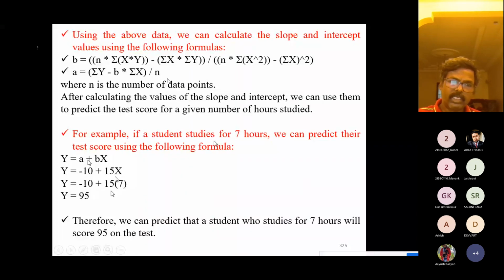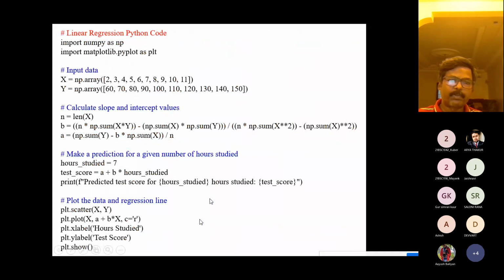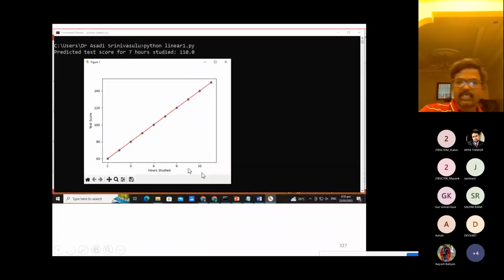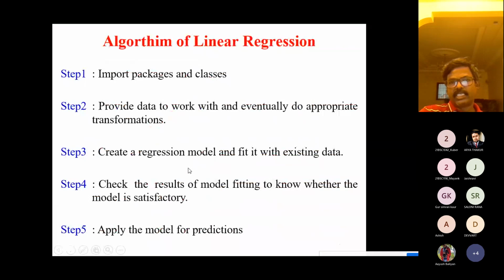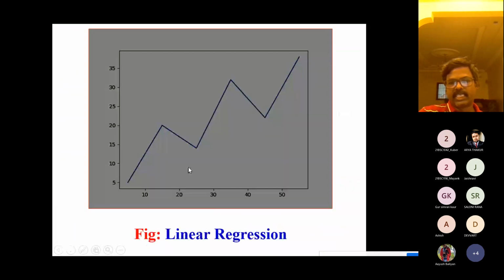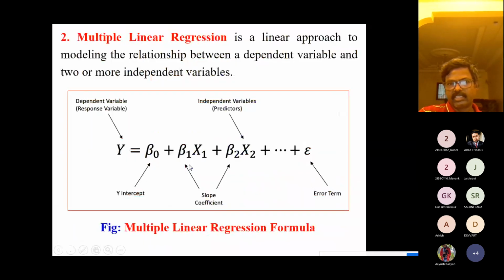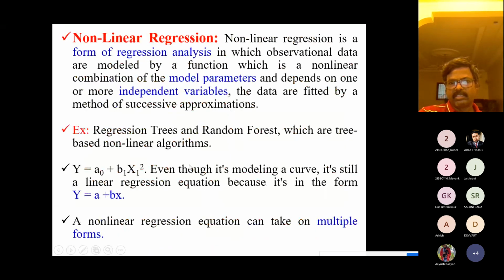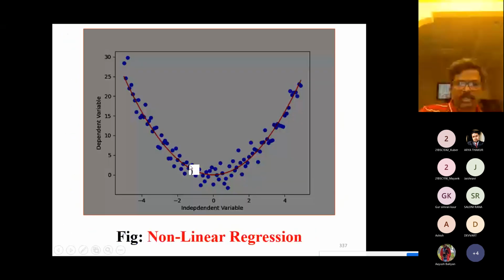So 95. Therefore, we can predict that a student who studies for 7 hours will score 95 on the test. See, this is the program I have executed. This is the output. Next, non-linear regression. We are getting the non-linear regression and multiple regression. So, we are getting the output like this.